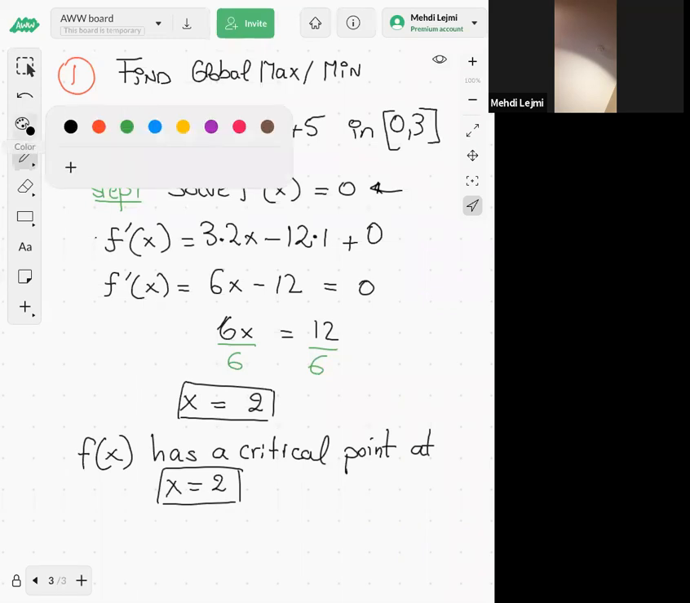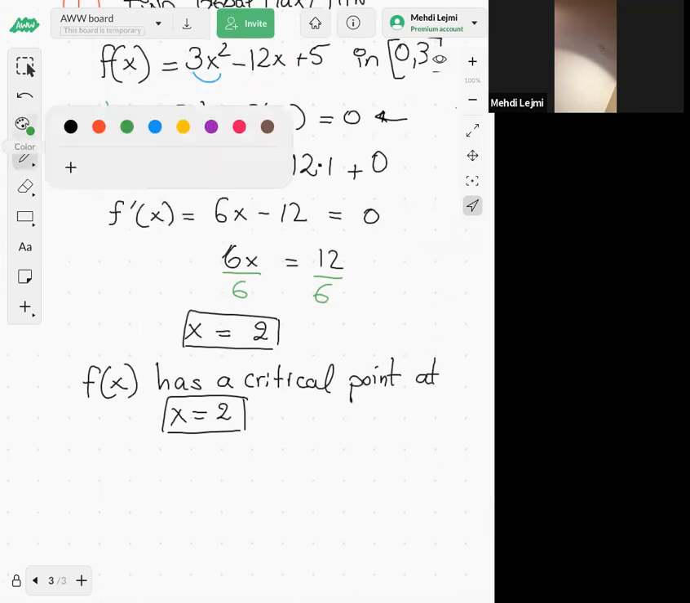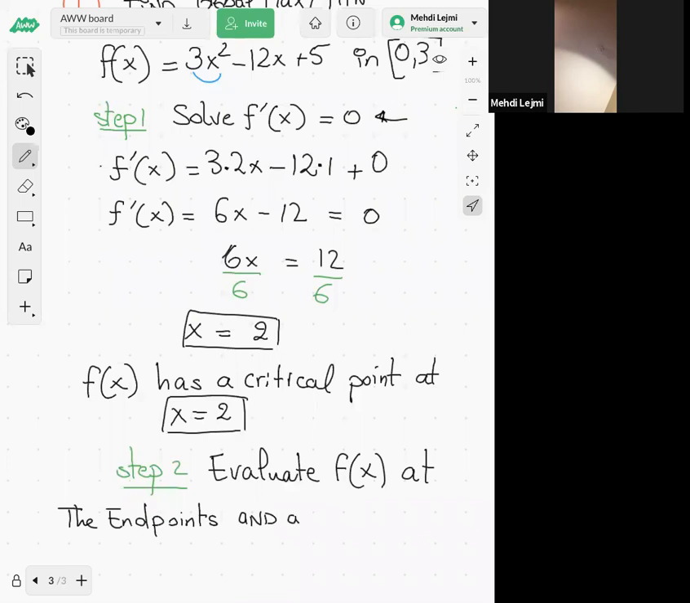Step number 2: evaluate f of x at the endpoints of the interval and at the critical points which are inside the interval.